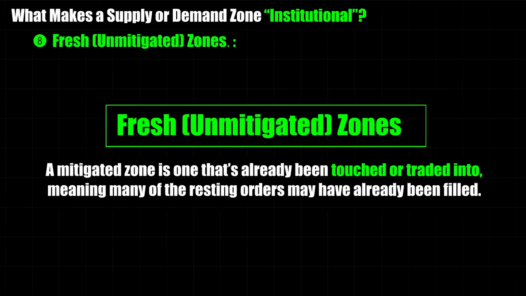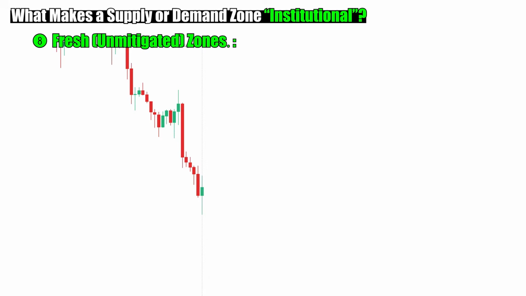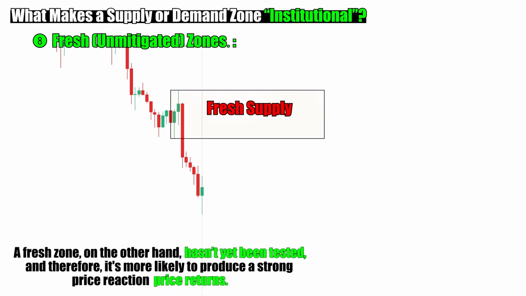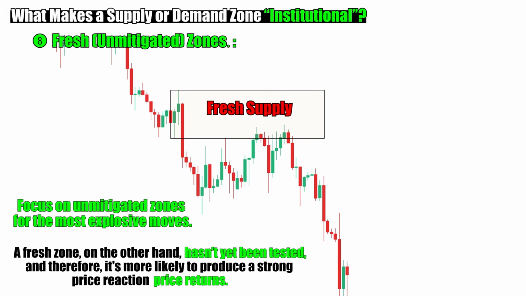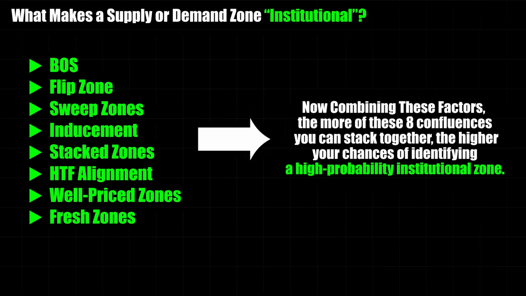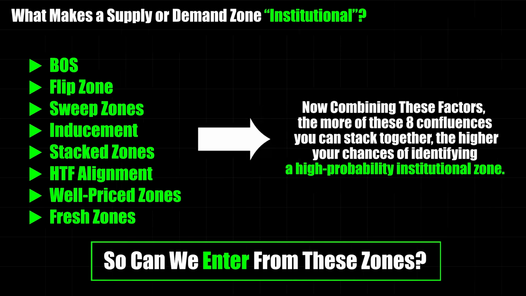A mitigated zone is one that's already been touched or traded into, meaning many of the resting orders may have already been filled. A fresh zone, on the other hand, hasn't yet been tested, and therefore it's more likely to produce a strong price reaction when price returns. Focus on unmitigated zones for the most explosive moves. Now, combining these factors, the more of these confluences you can stack together, the higher your chances of identifying a high probability institutional zone. So, can we enter from these zones?